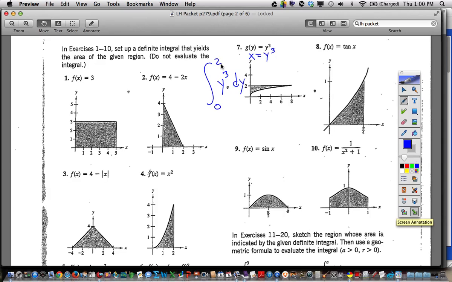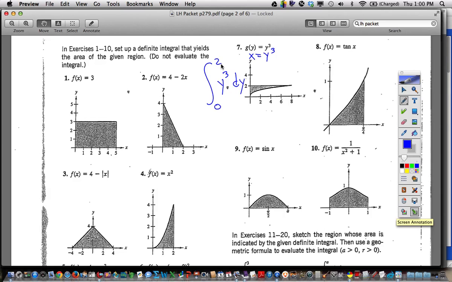0 to 2. Because if we're doing it with respect to y, then doesn't it make sense that those two numbers would be y values instead of x values? And they are. And notice the area is not between the curve and the x-axis, but between the curve and the y-axis. Now that's going to have practical implications when we get into chapter 7 and some applications of these areas and these integrals. That's going to be important.